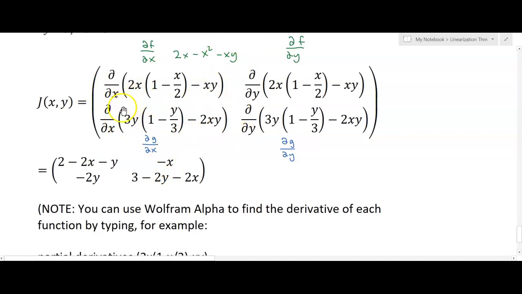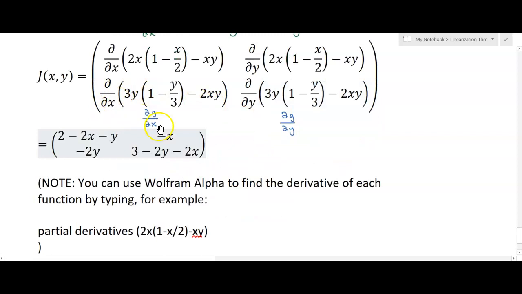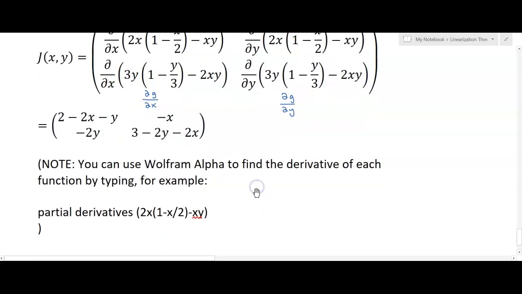The derivative of dy dt with respect to x, well, this is all going to have a 0 derivative because it's all constant, and then the derivative of negative 2xy with respect to x will be negative 2y. And repeat that over here. The derivative of 3y times 1 is just 3. The derivative of 3y times y over 3 is the derivative of y squared, which is 2y, and the derivative of 2xy is 2x. So again, feel free to do this in Wolfram Alpha if you're not following along, and just note that you will be able to come up with these values.